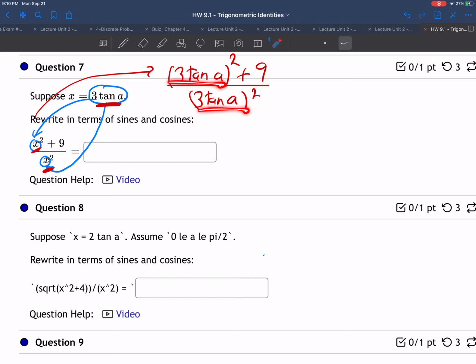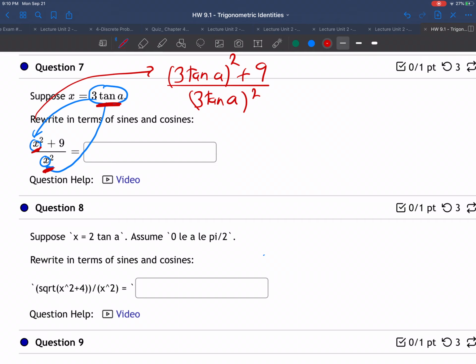I'll bring it up here. So x squared, that's going to be 3 tangent of a squared plus 9 all over 3 tangent of a squared. I kind of wrote this funny. It looks like tangent of a squared. There we go. Is this making sense so far? So you see how the x squared and x squared, x is now 3 tan a. So that became 3 tan a squared over 3 tan a squared, and then there's the plus 9 that was there. Okay, that's my first step.